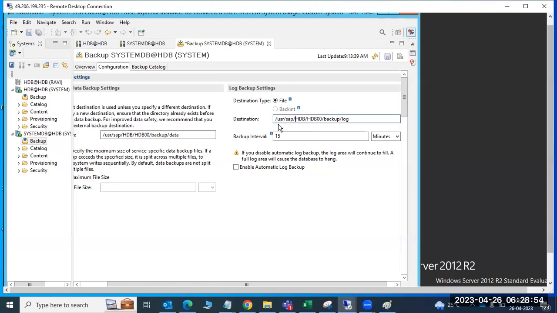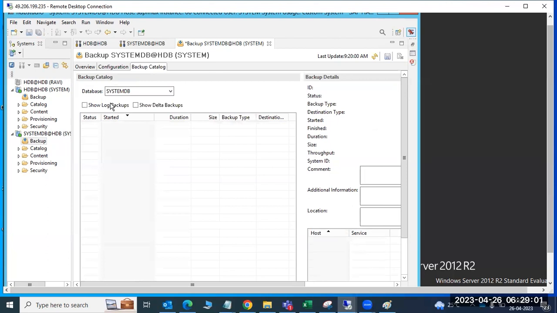Okay, so you have to do the configuration. Now let's see how to take the backup. This is the backup catalog. Backup catalog means the previous backups we can find out here, whether the previous backups are successfully completed or not. Those things we can take out from here.